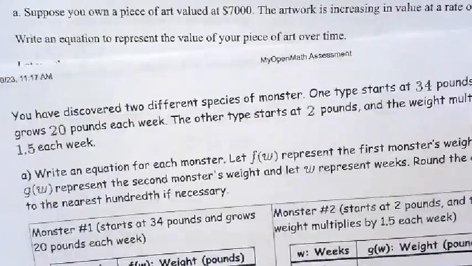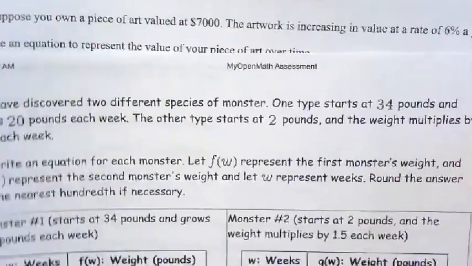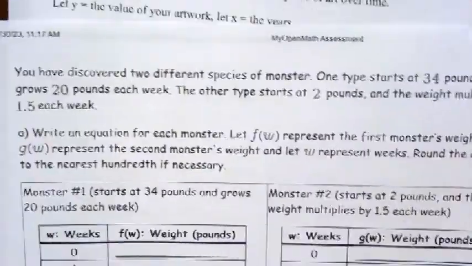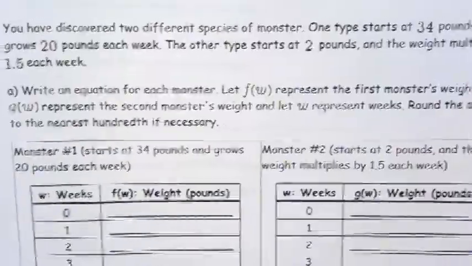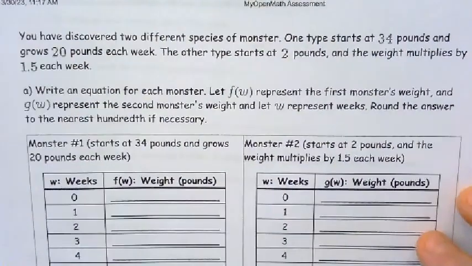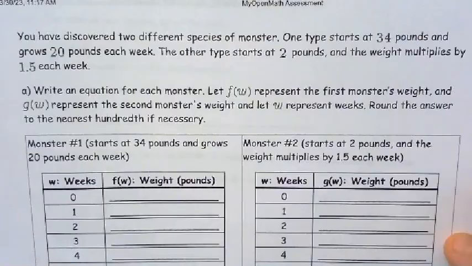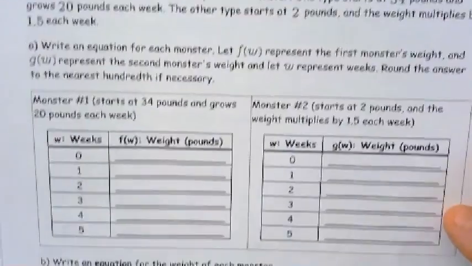Question number 2. You discovered 2 different types of monsters. One type starts at 34 pounds and grows at 20 pounds per week. The other type starts at 2 pounds and the weight multiplies by 1.5 each week. Write an equation for each monster. Let FW represent the first monster and GW represent the second.